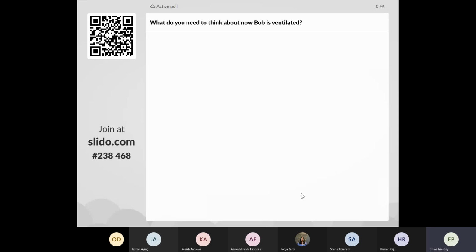What do you think Bob needs now he's ventilated? So we've taken Bob, we've done an intubation. He's a grade 1 intubation. Very good. And he's got the propofol and fentanyl running. So what are we thinking that Bob needs now?